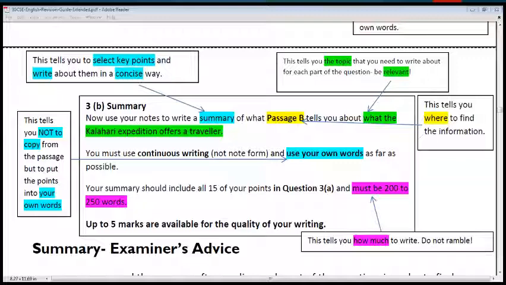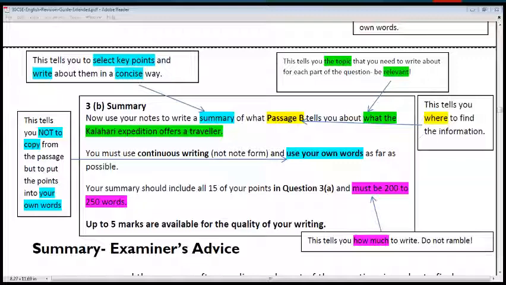You have no business with passage A. You have no business with any other passage in paper 2. Just passage B only. Moving on, it tells you what to talk about. That is the topic, highlighted in green: what the Kalahari expedition offers the traveler. This tells you the topic that you need to write about for each part of the question.